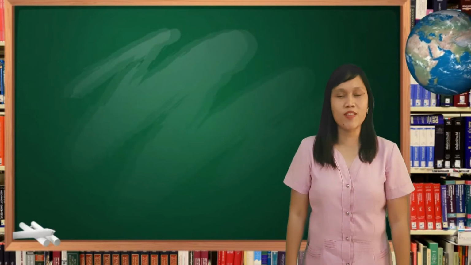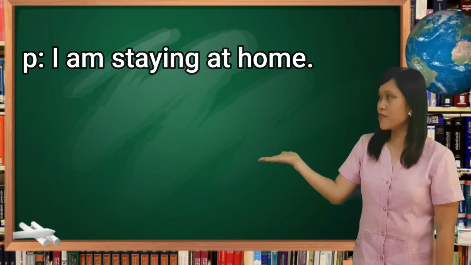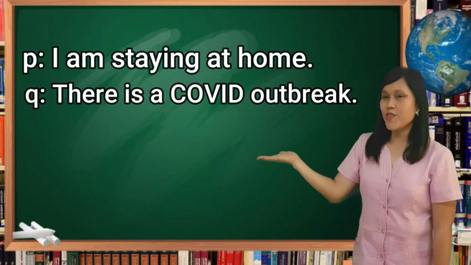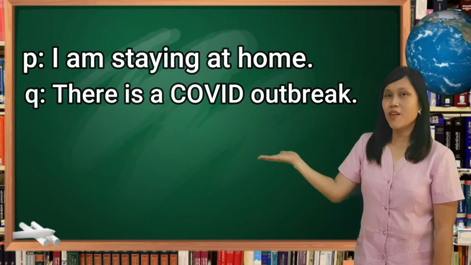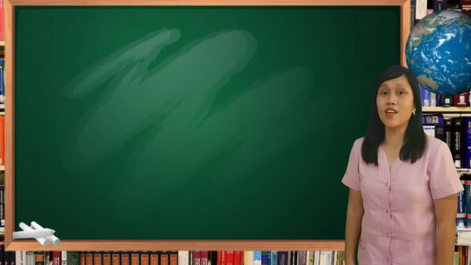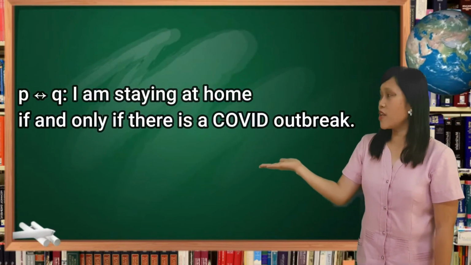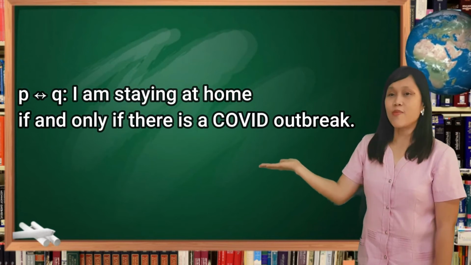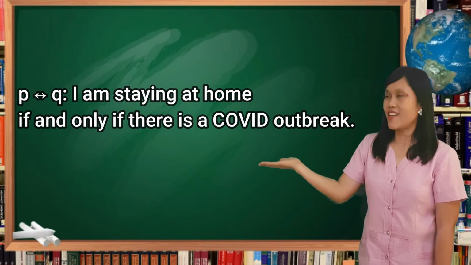Given the following propositions, P, I am staying at home, and Q, there is a COVID outbreak. The biconditional of these two statements is P if and only if Q: I am staying at home if and only if there is a COVID outbreak.